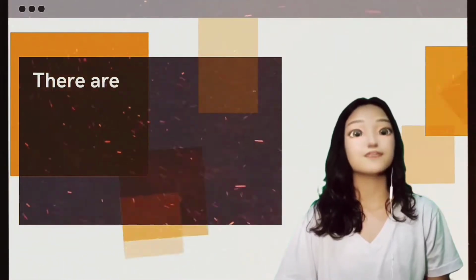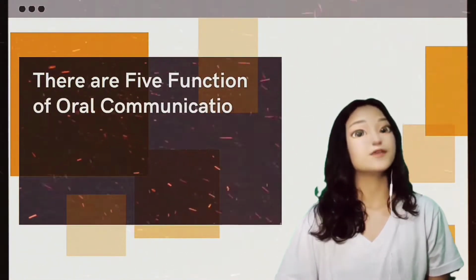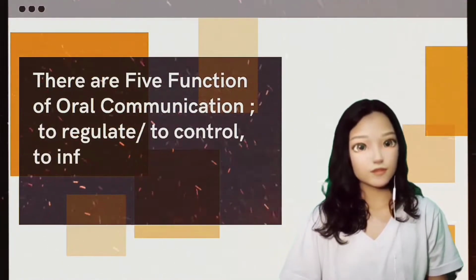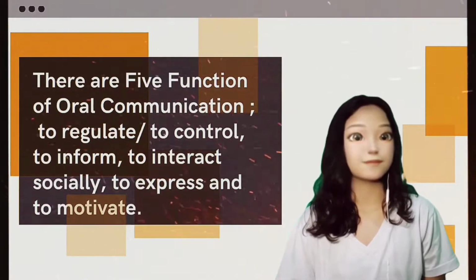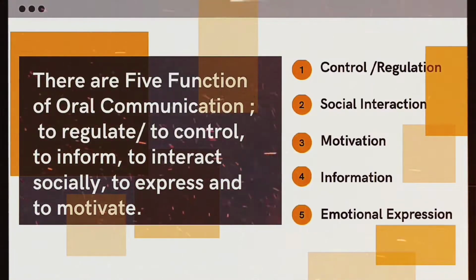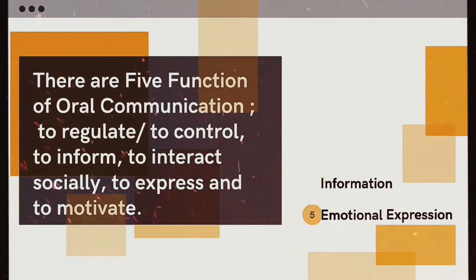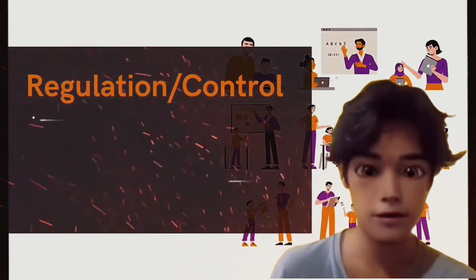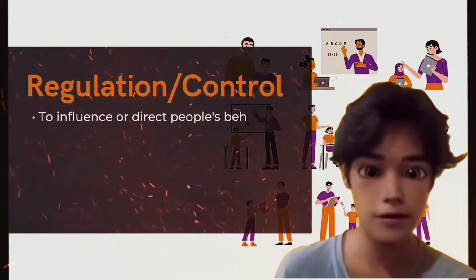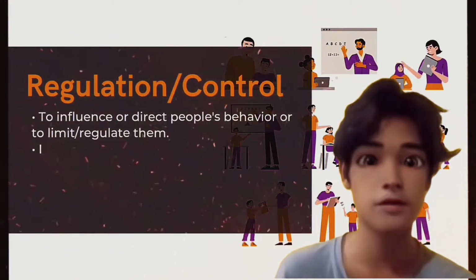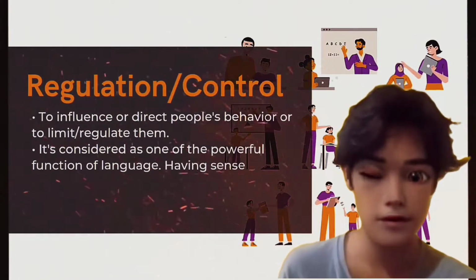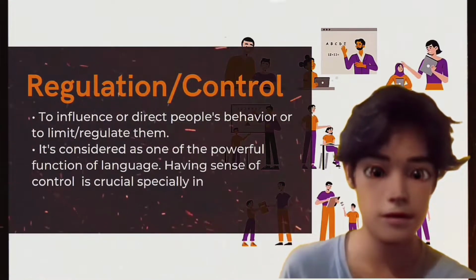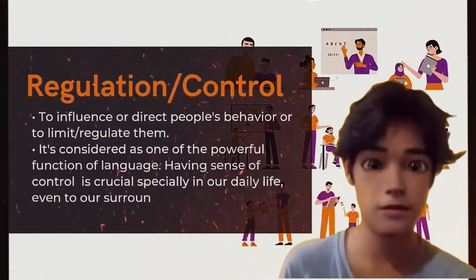Let's identify the 5 functions of oral communication: control, regulation, social interaction, motivation, information, and emotional expression. Those are the 5. Regulation and control: to influence or direct people's behavior, or to limit or regulate them. It's considered one of the powerful functions of language. Having a sense of control is crucial, especially in our daily life, even to our surroundings.